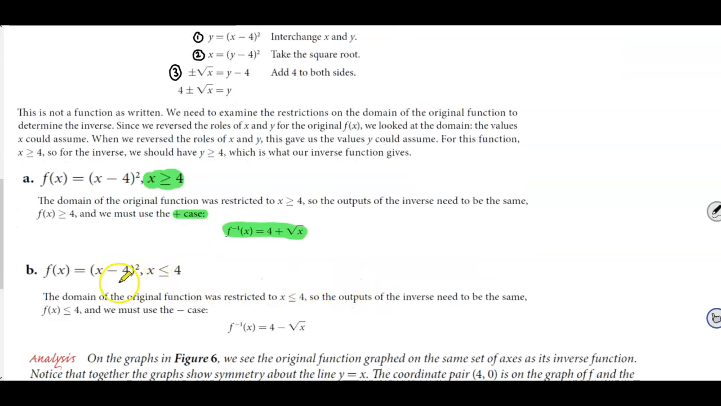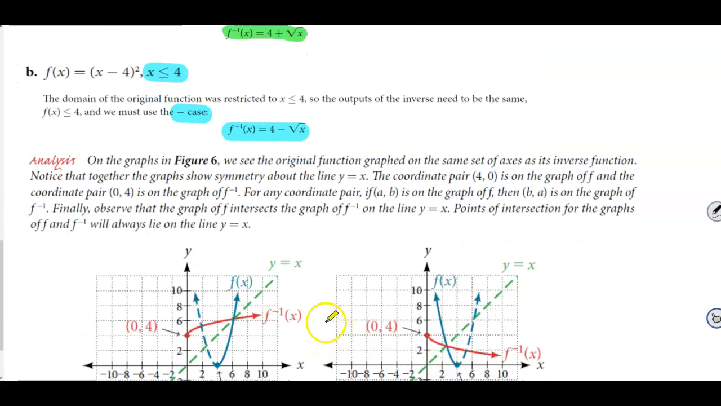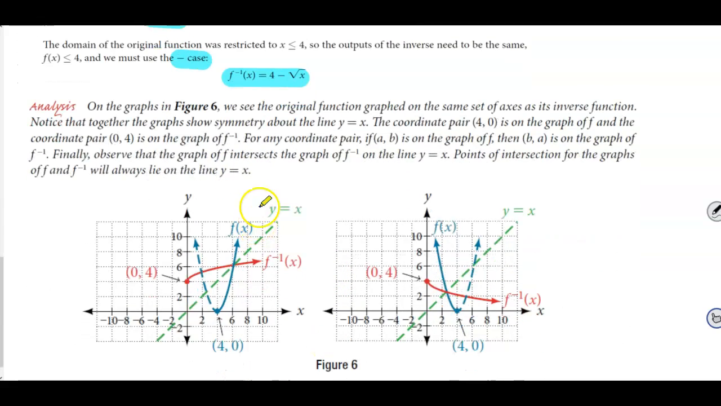Now, if we take a look at the next one, f of x equals x minus 4 squared, the restriction says that x has to be less than or equal to 4. The domain of the original function was restricted to x less than or equal to 4, so the outputs of the inverse need to be the same, less than or equal to 4. And we must use the negative case, and that's why f inverse of x is equal to 4 minus the square root of x.